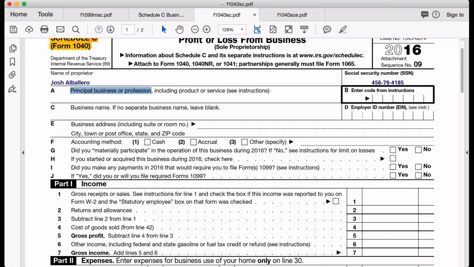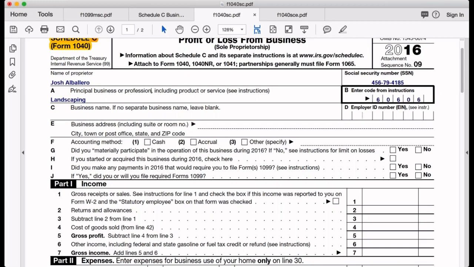Principal business or profession. I'm going to tell you something. Income taxes is very easy. It's really about reading. I can't tell you how many people put the business name here just because they don't read. It says principal business or profession. What is this business about? What does the business do? For this example, I'm going to say landscaping. That is the profession of this business, not the name of the business, not anything else. That's what we do, landscaping.